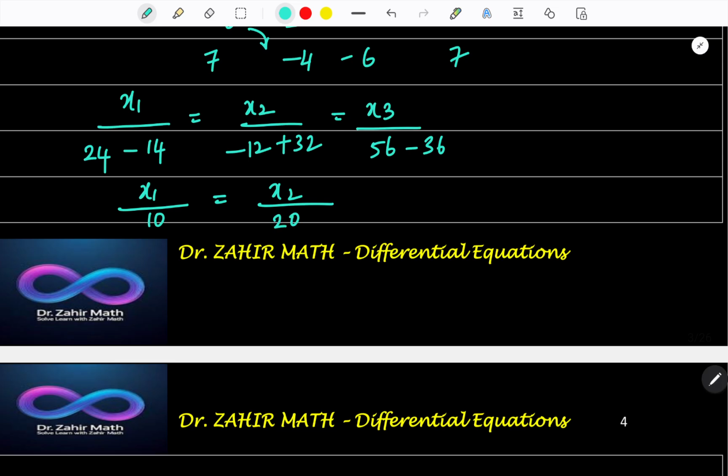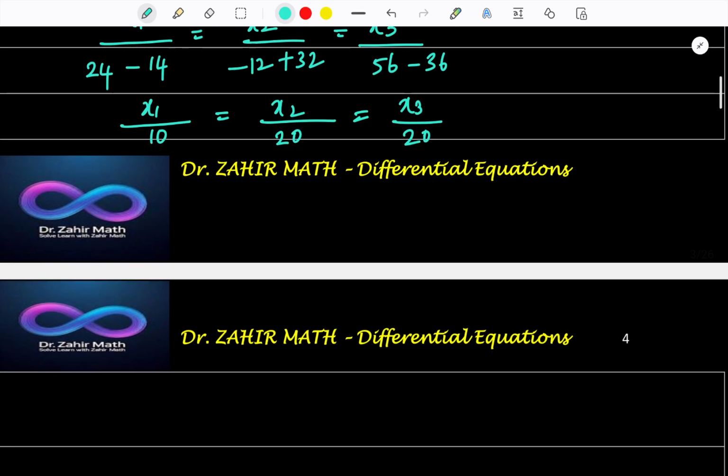20 plus 12 is 32, right? So x3 divided by 56 minus 36 is also going to become 20, right? 32 minus 12, sometimes I have to make sure. So what happens now? Can I cancel with the common factor? Yes, of course you can cancel with the 10 table. 1 and this is 2 and this is 2.